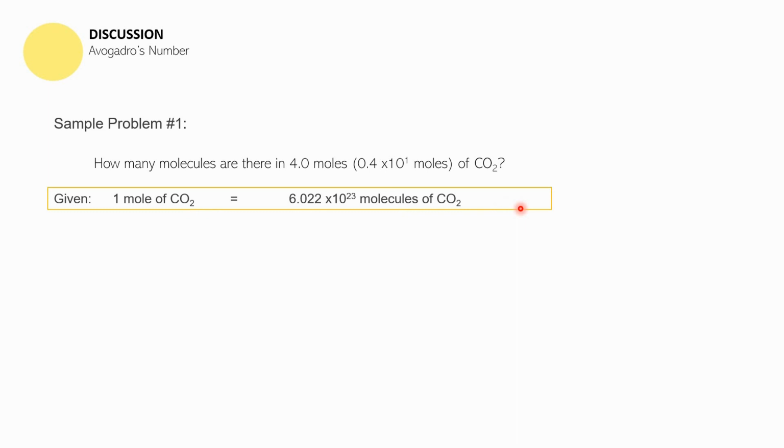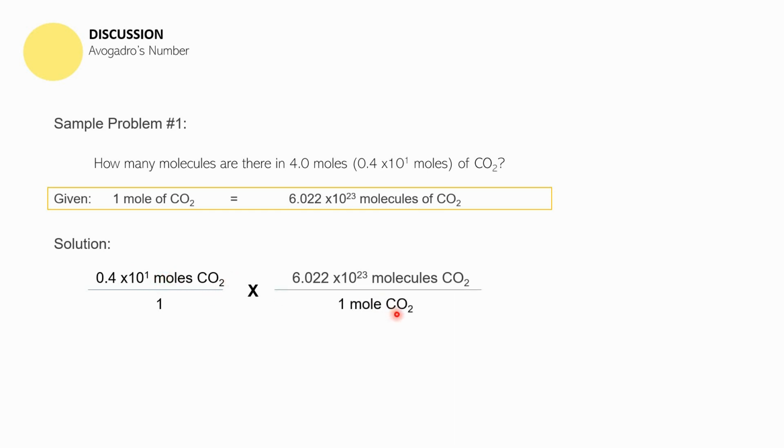For the solution, we begin by writing the given, 0.4 times 10 raised to the first power moles of carbon dioxide. We consider this as a whole number, so this is over 1, and we multiply that with 6.022 times 10 raised to the 23rd power molecules of carbon dioxide. You remember, this is taken from the table of equivalence. Since what we're looking for is molecules of carbon dioxide, it should be on top. It will cancel out what's on the bottom, which is 1 mole of carbon dioxide.